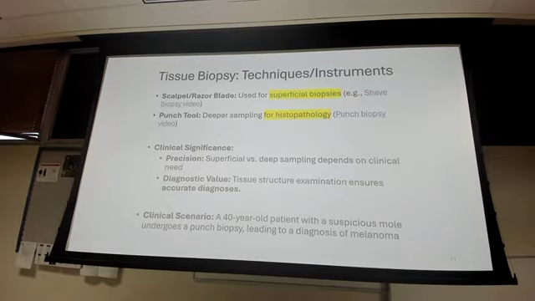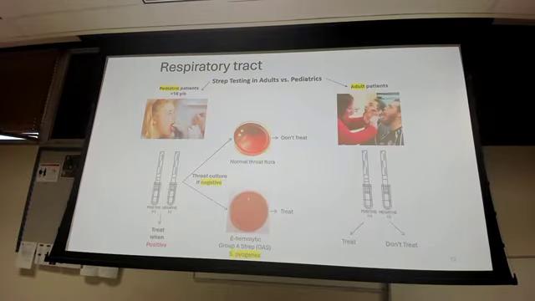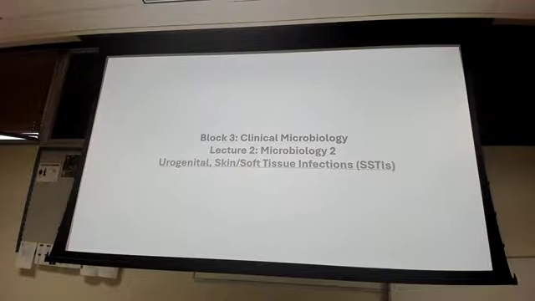All right, so in tissue biopsies, when you have deep sampling, you want to use what tool? Punch tool, and then in your superficials, you want to use scalpels and razor blades. Okay, and we already talked about this, right? Strep, if it's negative in an adult, don't treat. If it's negative in a kid, you got to follow up with that culture.